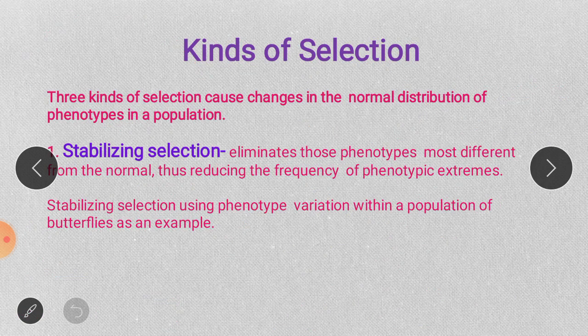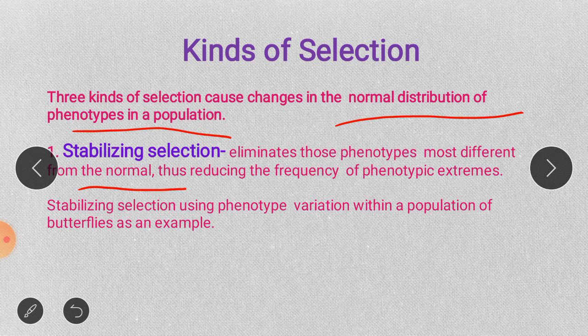The next point is kinds of selection. Generally there are three types of selection. They can make changes in the normal distribution of phenotypes in a population. The first one is stabilizing selection. So stabilizing selection means what? It is a selection which eliminates those phenotypes most different from the normal, thus reducing the frequency of phenotypic extremes. It is a selection in which extreme phenotypes are eliminated, reduced or decreased. Such a type of selection is called stabilizing selection.